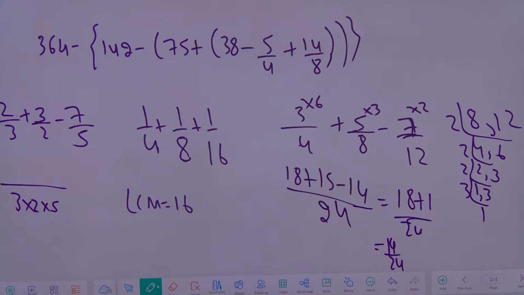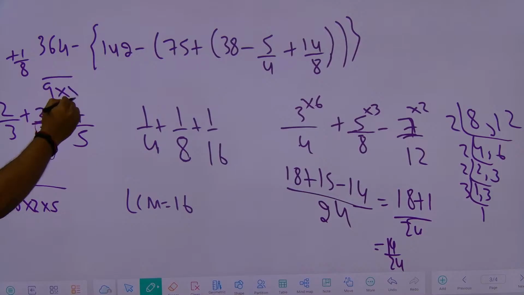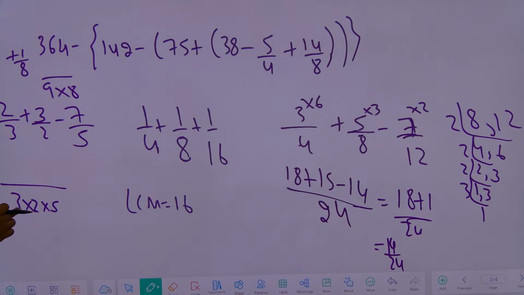It is not just for prime numbers. Suppose you are given 1 by 9 plus 1 by 8. Will 9 and 8 divide each other? No. That time also the LCM will be 9 into 8 only. I am not talking just about prime numbers. When the given denominators don't divide each other, the LCM will be the multiplication of those numbers. So we will write it as 3 into 2 into 5. You can keep it like this only. Otherwise, 3 into 2 is 6, 6 into 5 is 30.